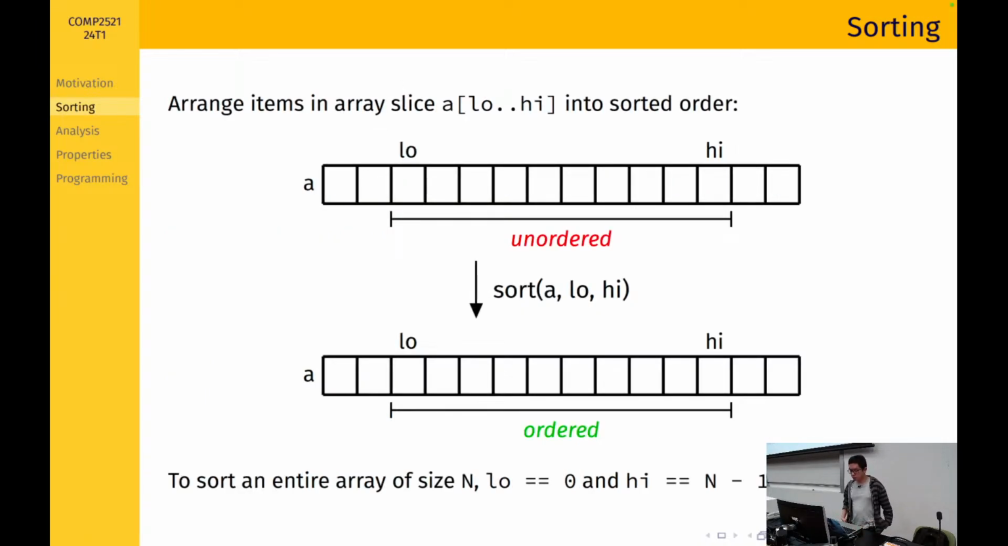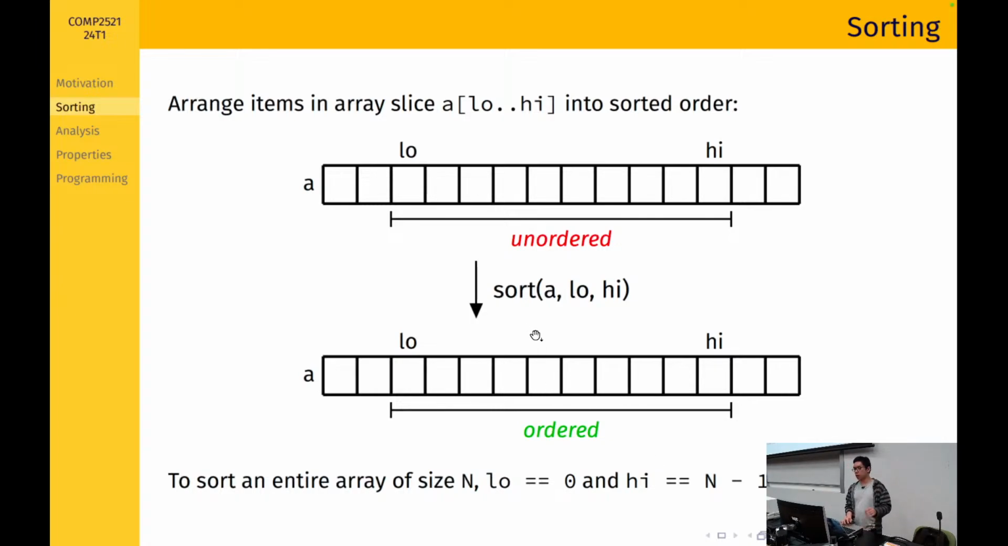Okay, so this is how we're going to view the sorting problem throughout these 2 lectures. We're going to suppose that we have an array of items, and we're going to sort the array between 2 indices, between index low and index high. Often you'll want to sort the entire array, which means low is going to be 0 and high is going to be n-1.